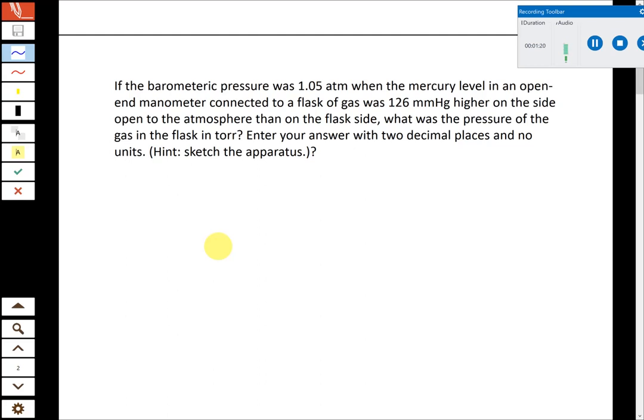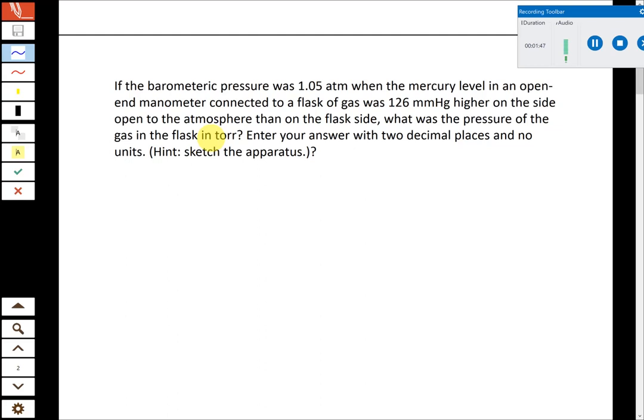All right, so in this problem we have the barometric pressure was 1.05 atmospheres, when the mercury level in an open-ended manometer connected to a flask of gas was 126 millimeters of mercury higher on the side open to the atmosphere than on the flask side. What was the pressure of the gas in torr? All right, so there's a lot going on, a pretty long sentence question here.